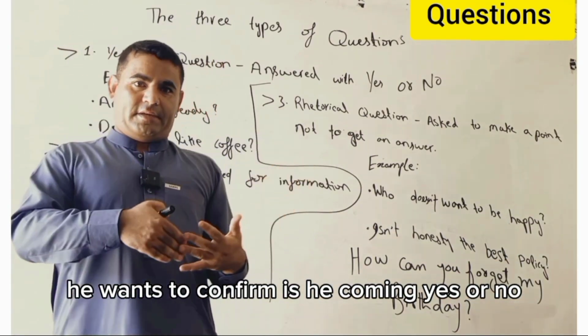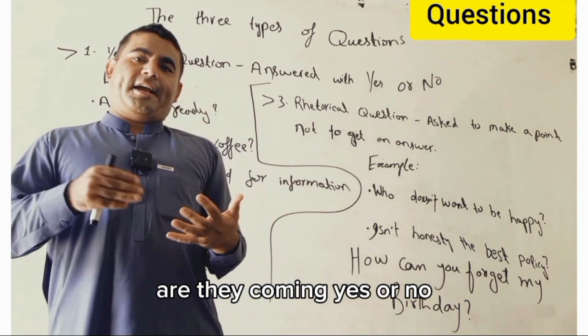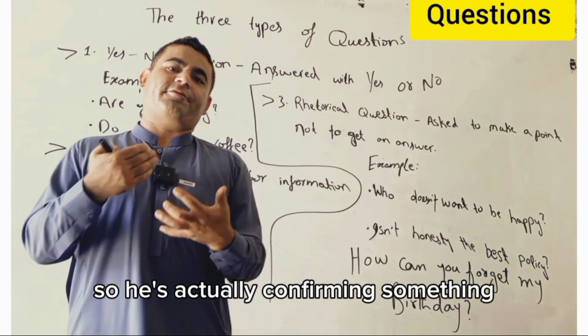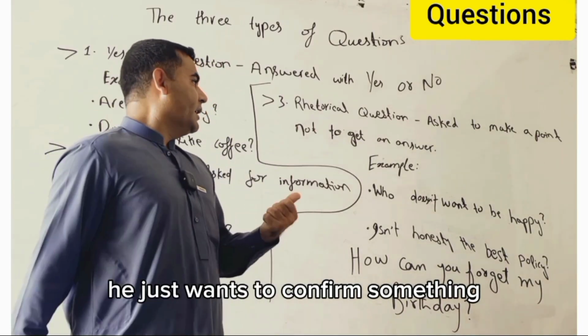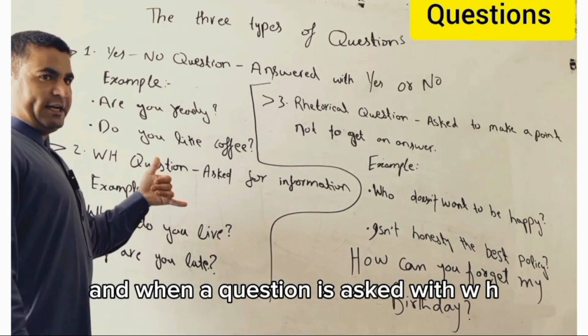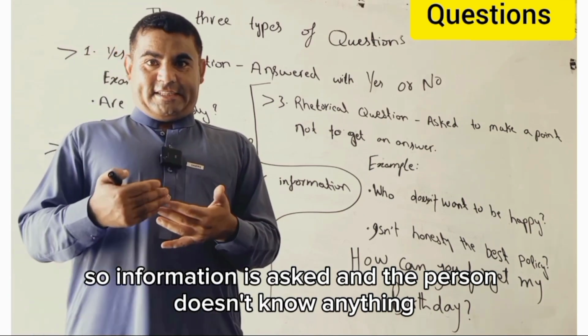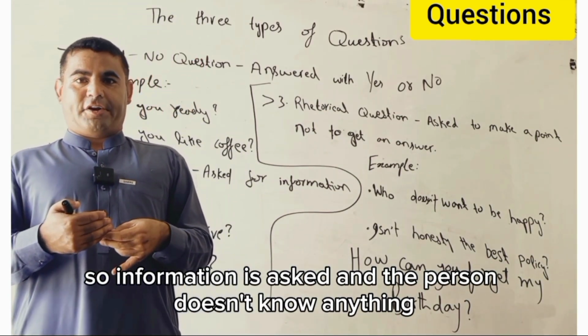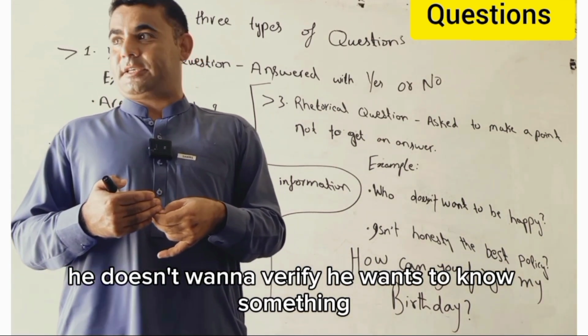Is he coming yes or no? Are they coming yes or no? So he's actually confirming something. He just wants to confirm something. And when a question is asked with WH, so information is asked and the person doesn't know anything. He doesn't want to verify. He wants to know something.